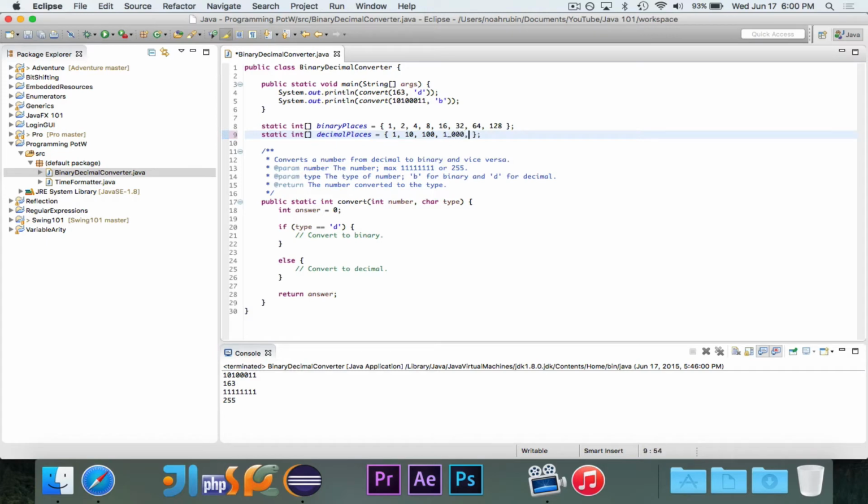So 1,000, 10,000, 100,000, million, and then 10 million. So that should be 1, 2, 3, 4, 5, 6, 7, 8. So that's good. Just so you know, underscores in numbers was added in Java 7. So if you're getting errors on that, just don't put the underscores in. So those are all of the different possible places that we could have. That's the largest. The largest number will be 8 ones, and that's 8 digits, so we'll have that covered.